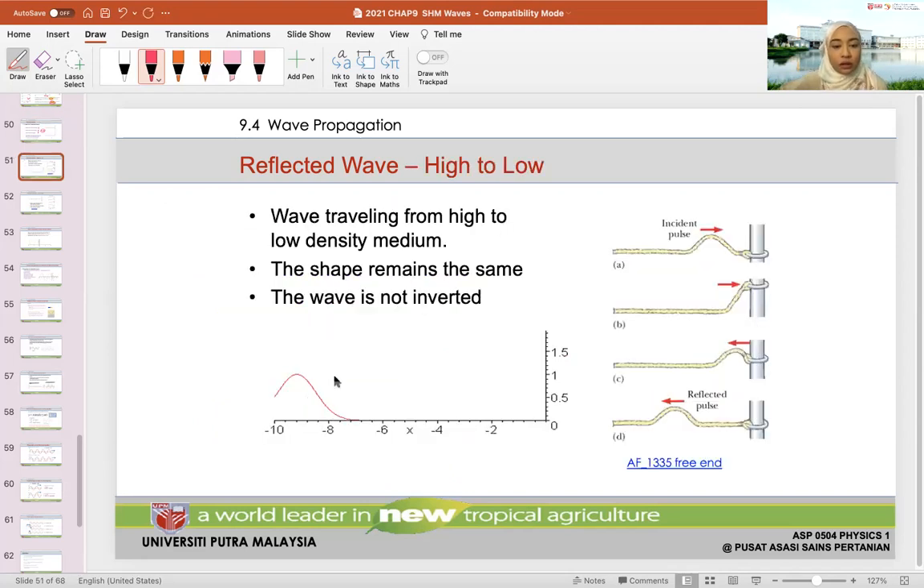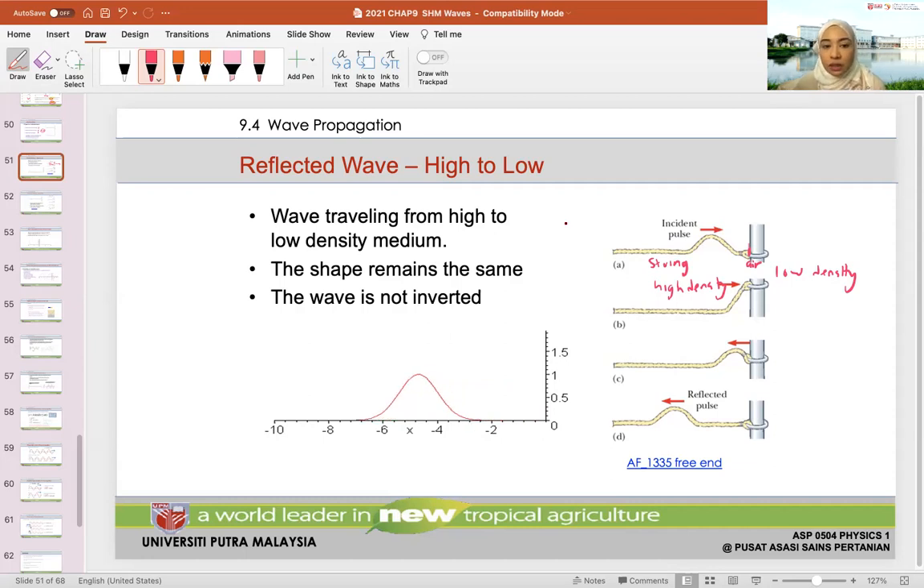And then when you are reflecting the wave from a high density medium to a low, for example, this string and this is air. Sebab kat tengah-tengah ni air kan? So this is high density compared to air. This is low density. When your wave encounters from high to low, the shape remains and the wave is not inverted. So this is just like a recap.